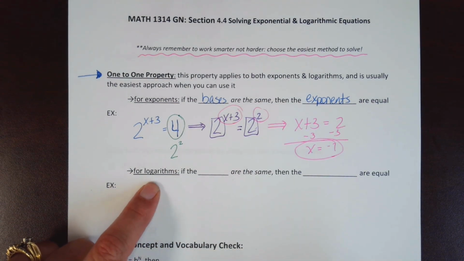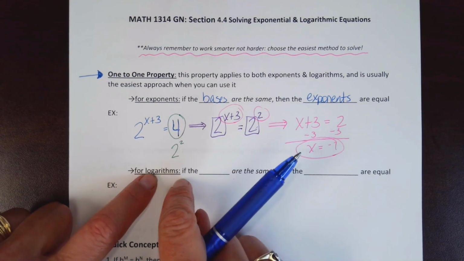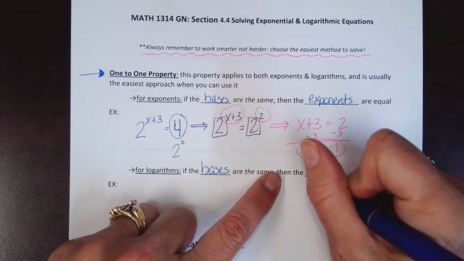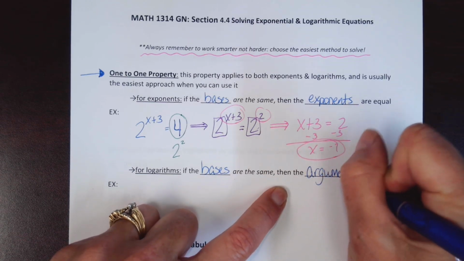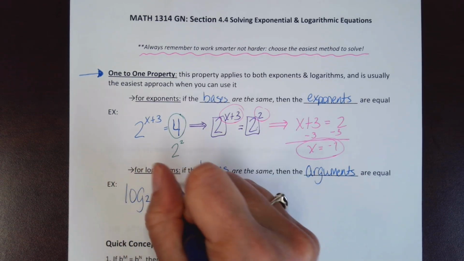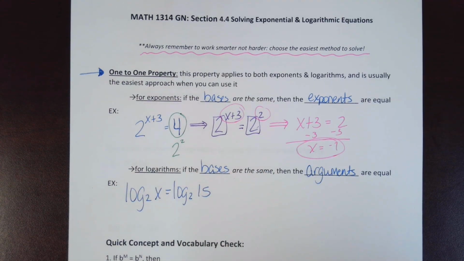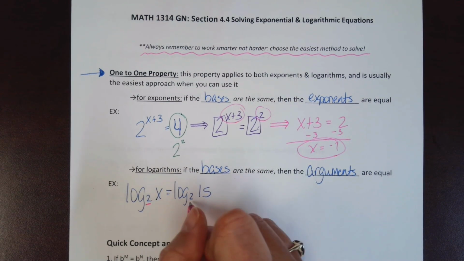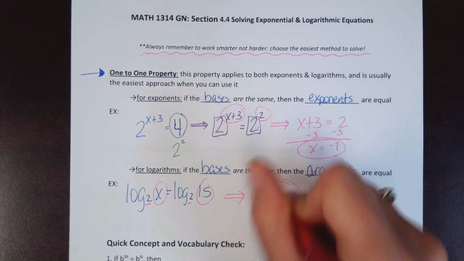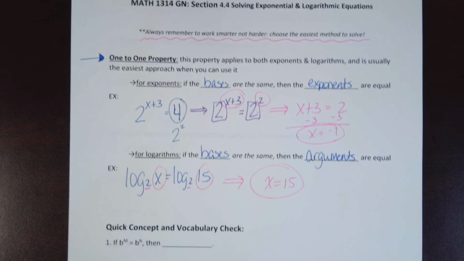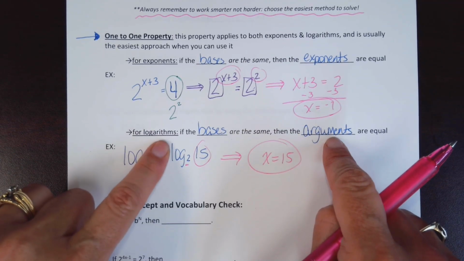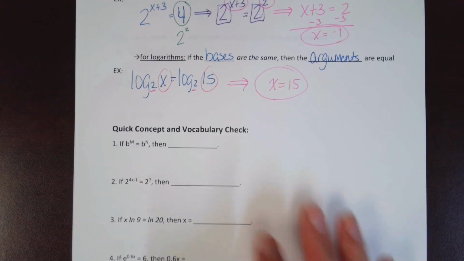If I'm in log form, this was an exponential equation, if I have a log equation, if the bases are the same, then the arguments are equal. So in log form, let's say I have log base 2 of x equals log base 2 of 15. The bases are the same, so I can say, therefore, that x equals 15 because the arguments are equal to each other. The bases are the same, the exponents are equal when I have exponential form. If I'm in log form, if the bases are the same, the arguments are equal.